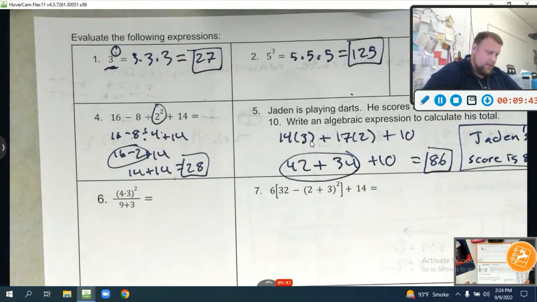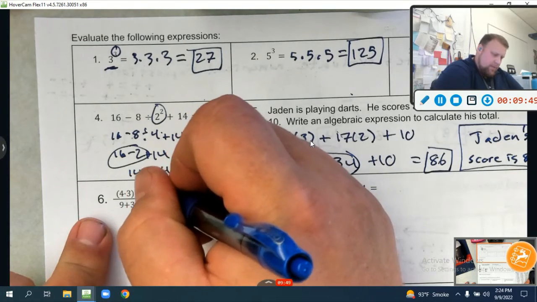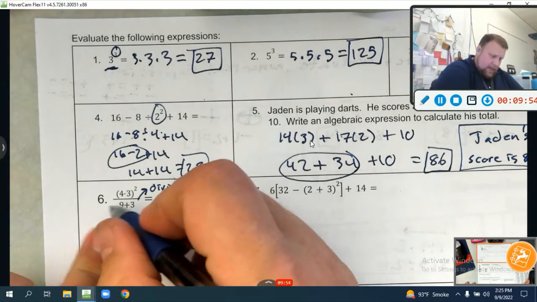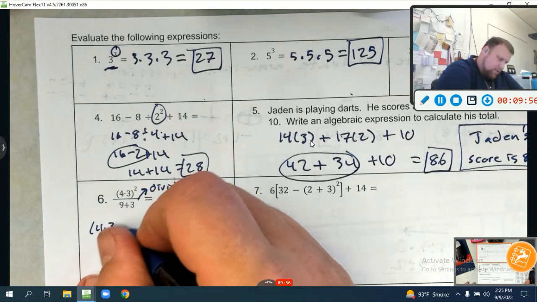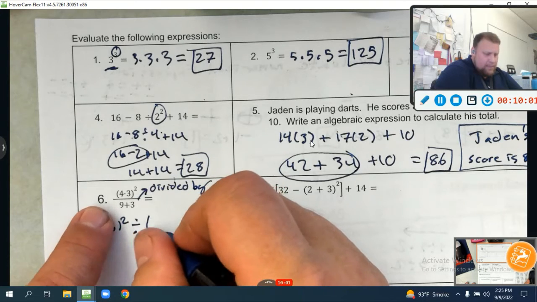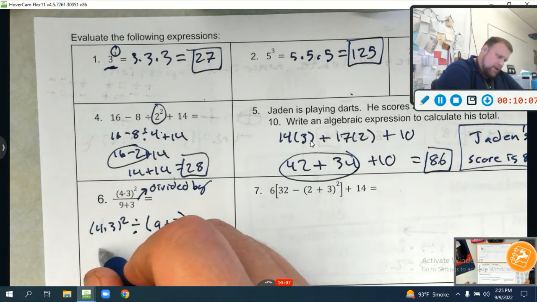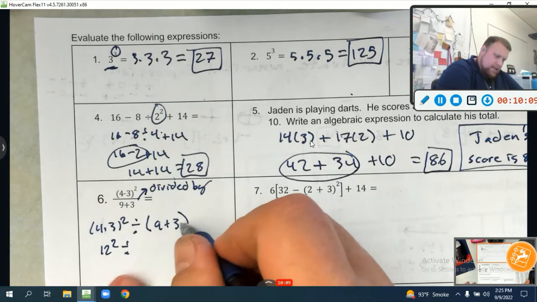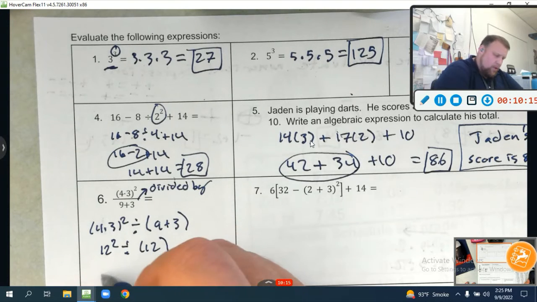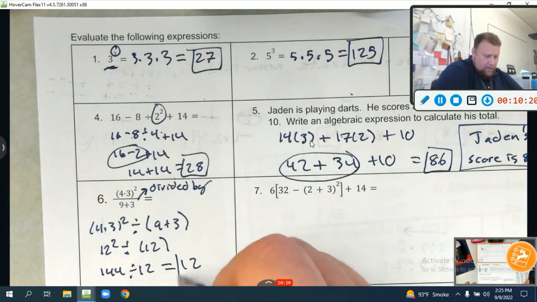Okay. Right here. Now, I'm going to show you something. This fraction bar, if you don't know, it means divided by. So because of that, I can actually rewrite this to be 4 times 3 squared divided by, and since that's both on the bottom of the fraction bar, it's like it's in parentheses, 9 plus 3. So let's do our parentheses first. We're going to end up with 12 squared divided by, and in these parentheses, 9 plus 3 is 12. 12 squared is just 12 times 12, or 144, divided by 12 brings us right back to 12.